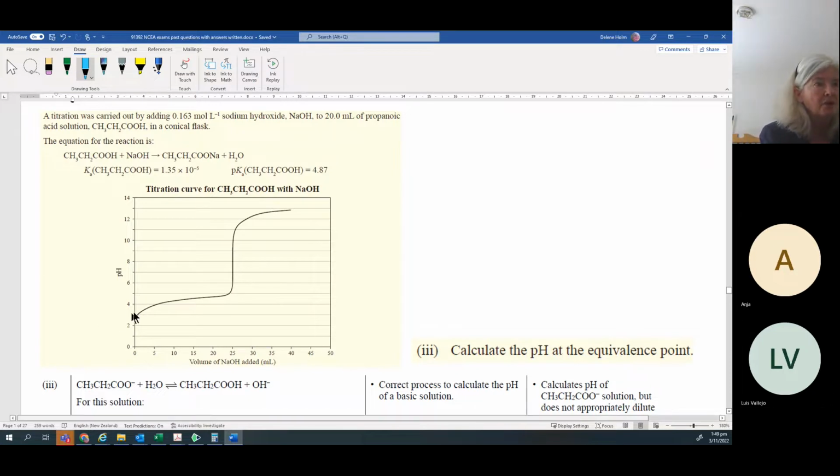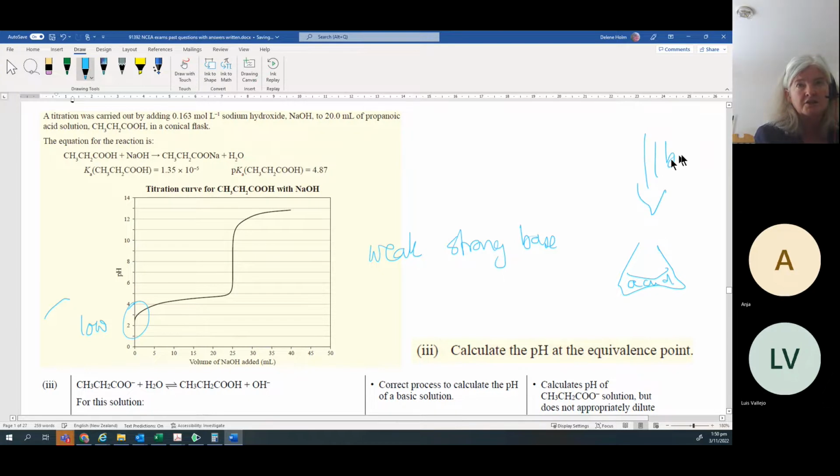The first thing you need to know is I know straight away that this is a weak acid, strong base type titration. How do I know that? I know that because of that rise in the beginning. I'm starting at a low pH, so I know that in my conical flask my acid is in here, and I'm adding in my burette my base.